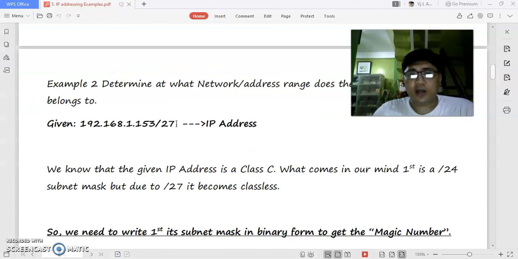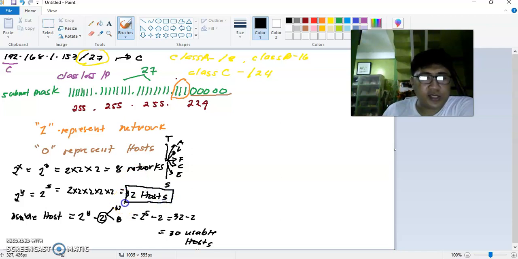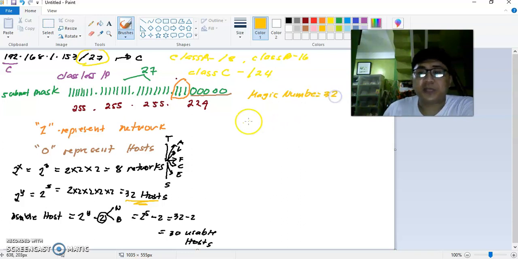Determine the network address range of the given IP address. So now, we know that the hosts are 32 in each network. So, okay, we have 32 hosts. Basically, it's simple. Your host represents your magic number, which is 32.